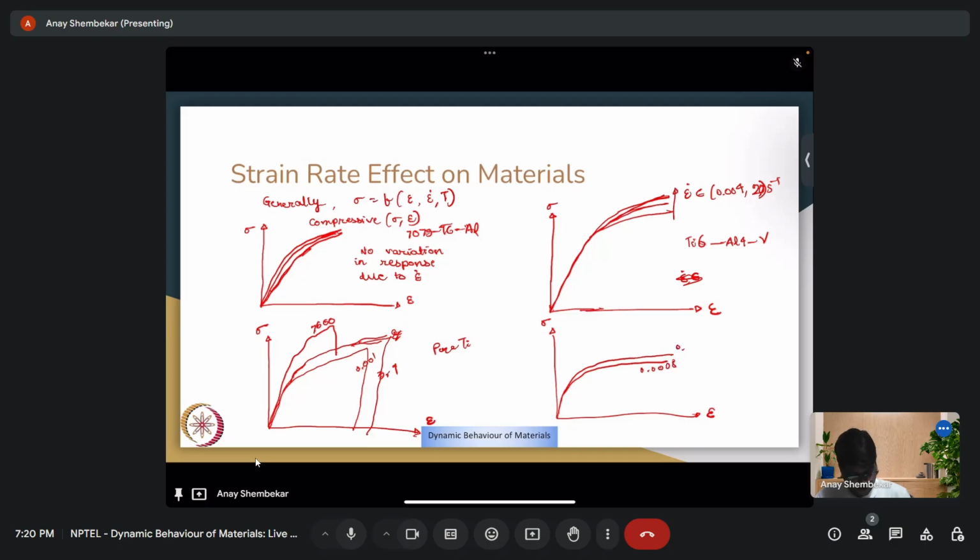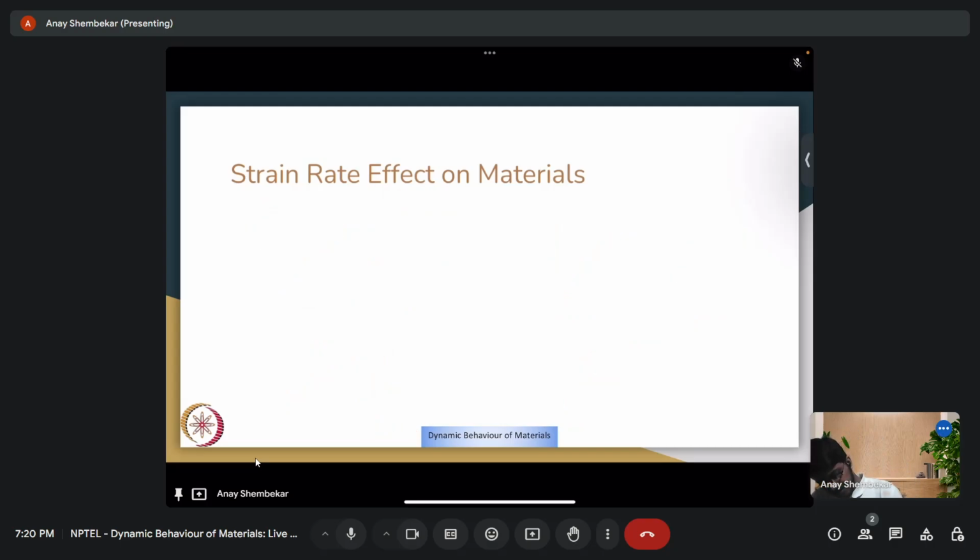0.0008, above is 0.008. Then you have something that goes even above, which is 3500. This is for tantalum. In general, it's considered impossible to predict the behavior of the material right from first principles.